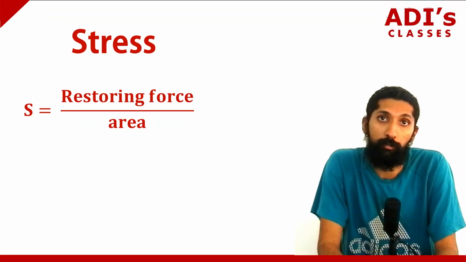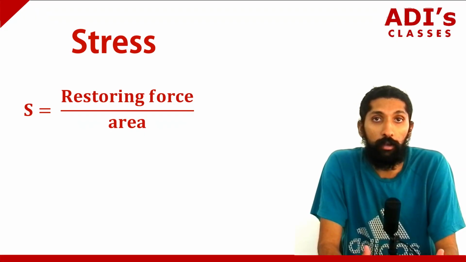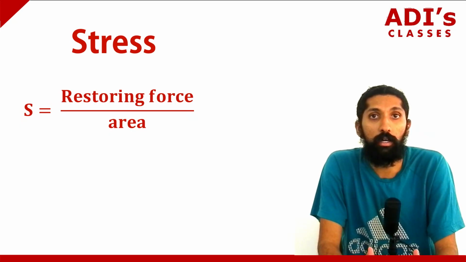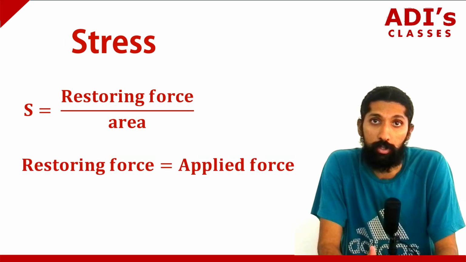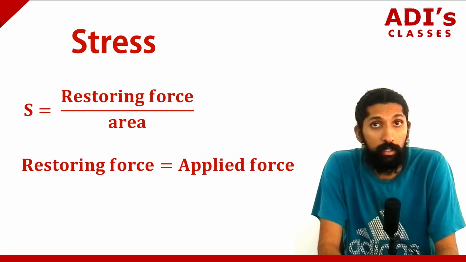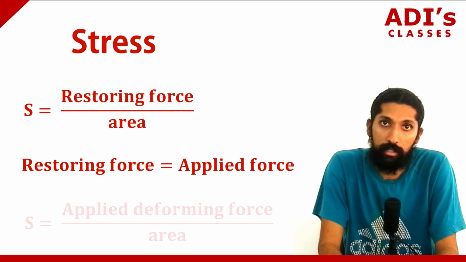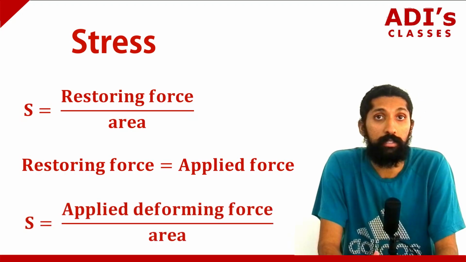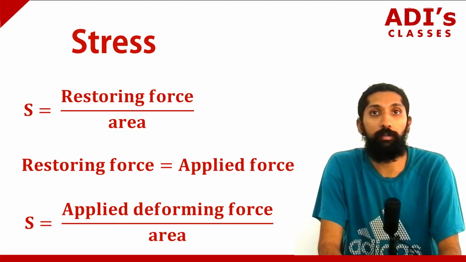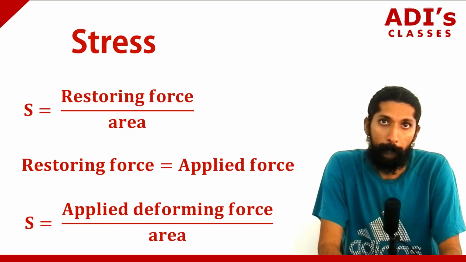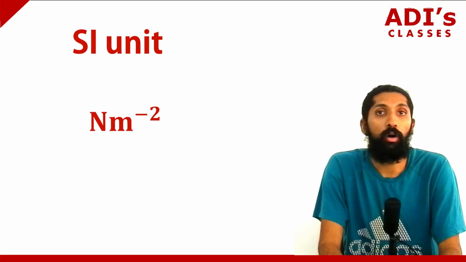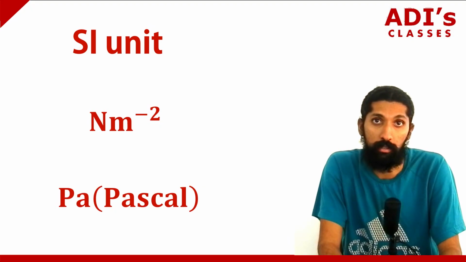Now, by Newton's third law of motion, what do you have? Every action has an equal and opposite reaction, correct? That means whatever the deforming force, whatever the applied force you have, that will be equal to the restoring force. That means mathematically, stress can be represented as the applied force divided by area. This is the mathematical formula for stress. Now, the SI unit is Newton per meter square, or what we call Pascal.